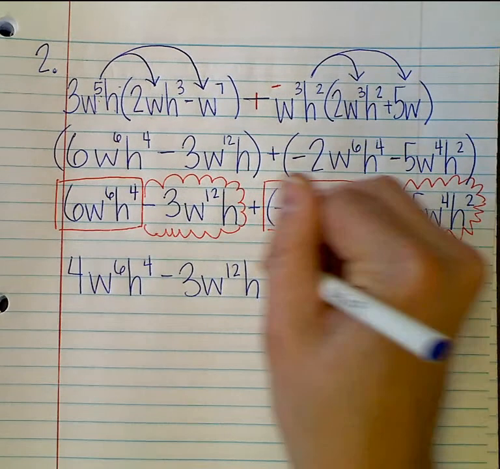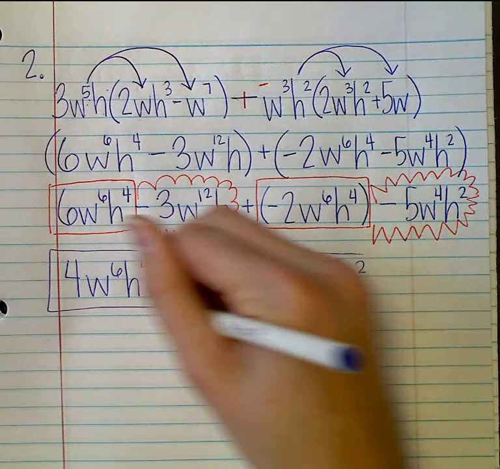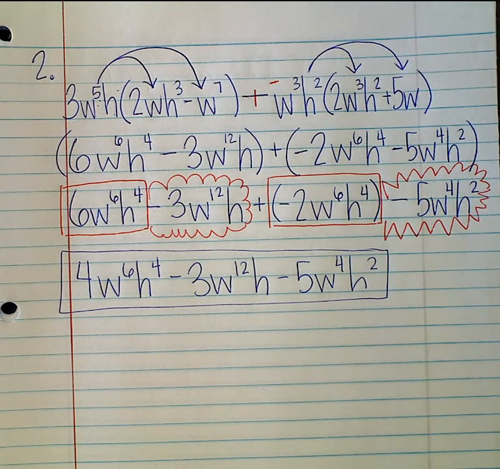Since there are no other like terms to combine, my solution is 4w to the 6th power h to the 4th power minus 3w to the 12th power h minus 5w to the 4th power h squared.